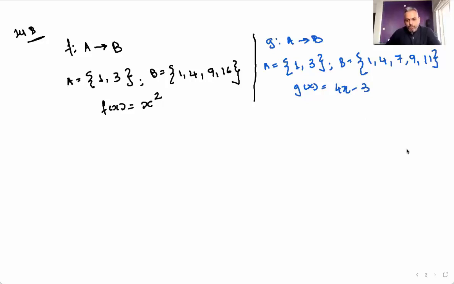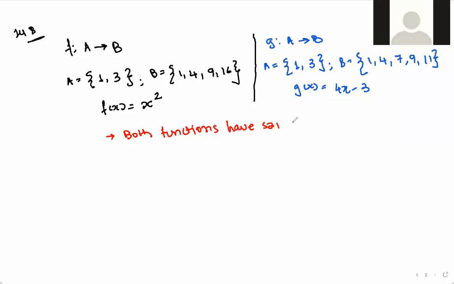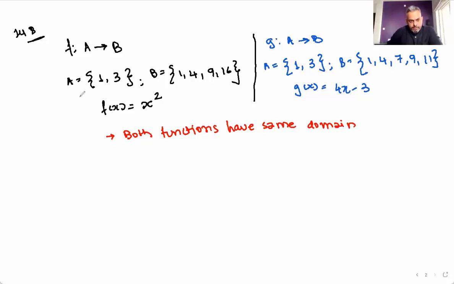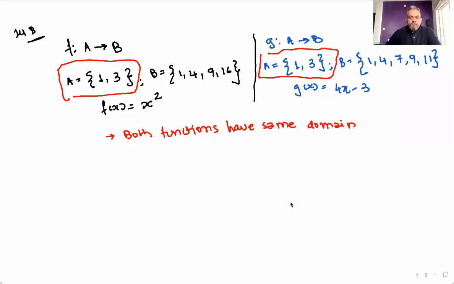Now we have to check whether they are equal function or not. So first, please ध्यान दो, we have to check the first condition. So I write over here, both functions have same domain. So condition 1 is satisfied. You can see your domain is this and here also domain is this. So first condition satisfied. For second condition, we'll have to find out their images.